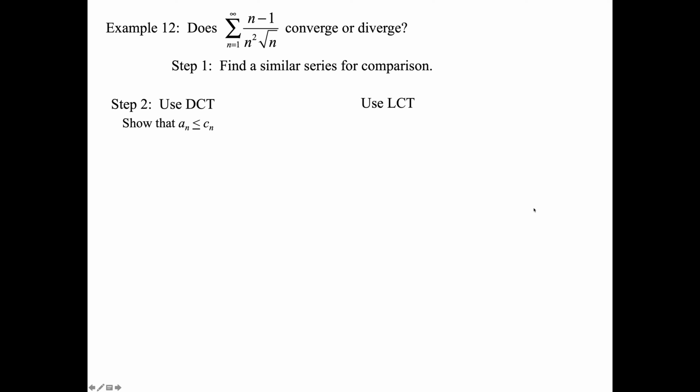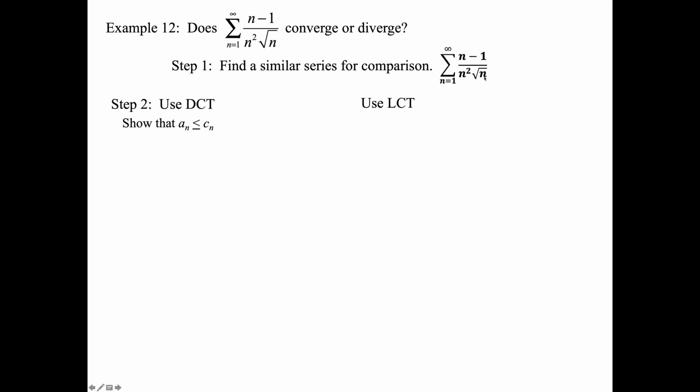All right, example 12. Holy cow, this is getting uglier and uglier. So here, let's find our similar series. And I guess we're going to do the direct comparison test and the limit comparison test and show you that they both work. So n minus 1 over n squared, well, let's see.